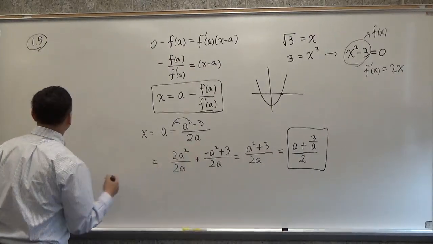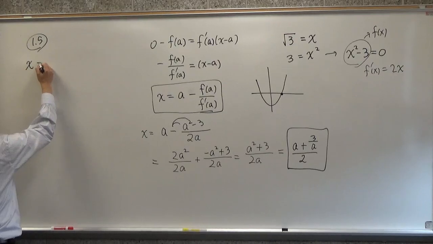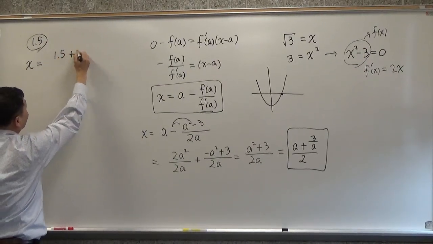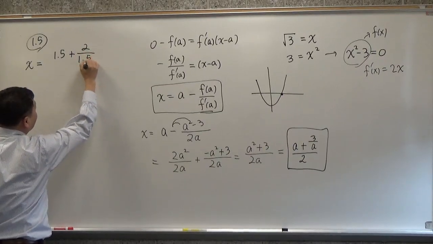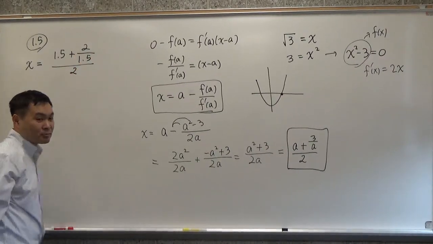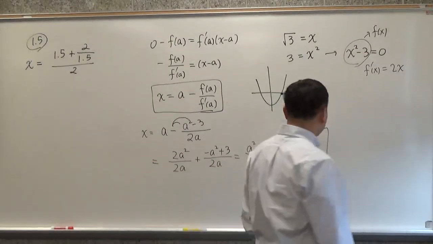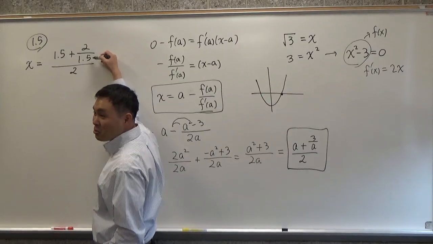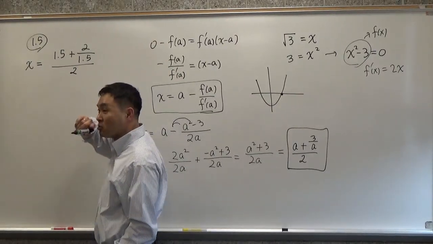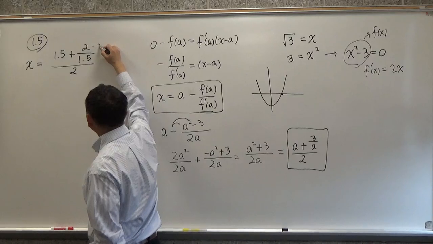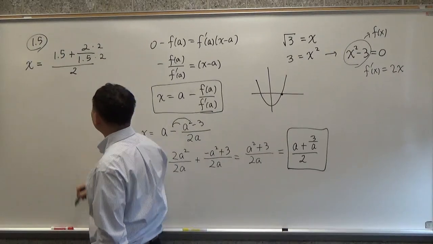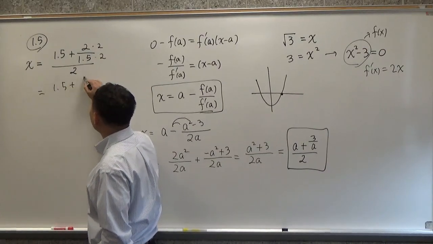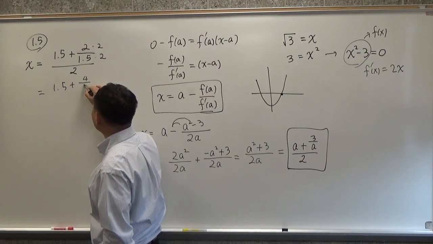And then we're going to use that formula. Then our improved approximation will be 1.5 plus 2 divided by 1.5, divided by 2. While dividing by a decimal is not so pleasant, you can multiply by 2, top and bottom. Then this becomes 1.5 plus 4 divided by 3.